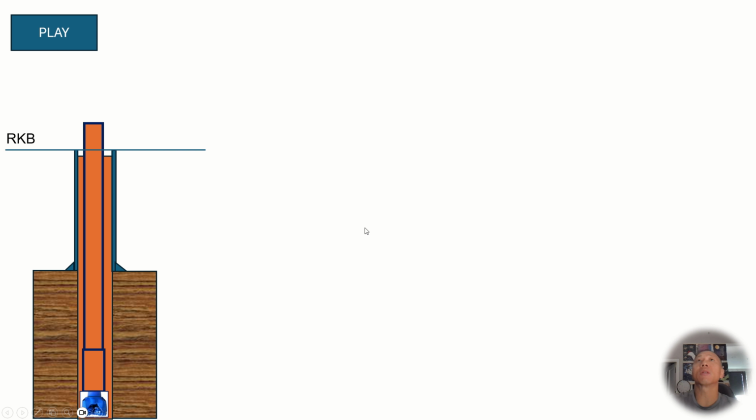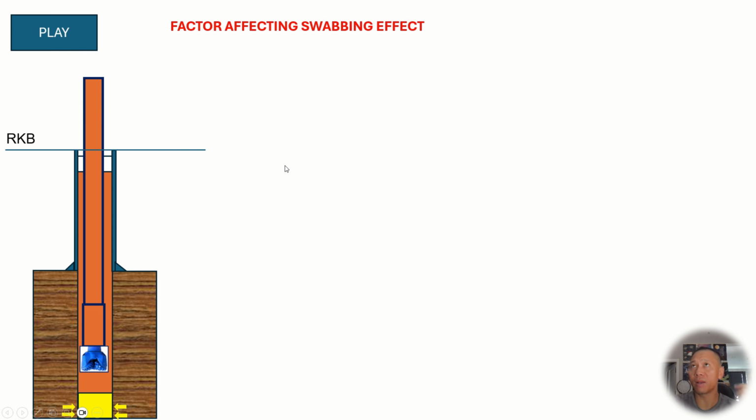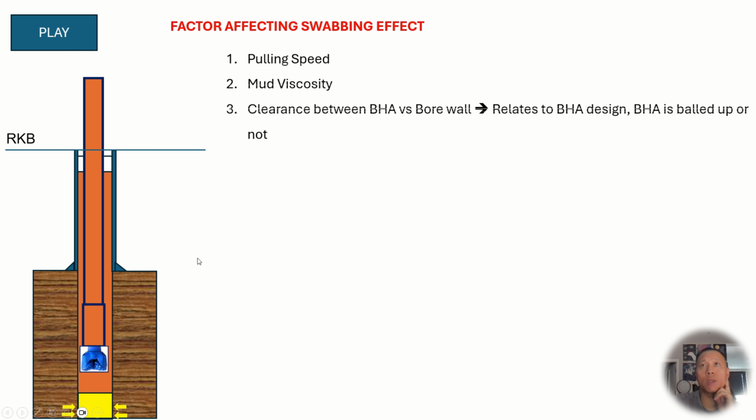All right, now let's look at the factors affecting the swabbing effect. Here are the factors. Number one, the pulling speed, how fast we are pulling. Number two, the mud viscosity. And number three, the BHA configuration, and how is our BHA right now, is it balled up or not? That's the clearance. It will affect the clearance in the annulus between the BHA and the borewall.